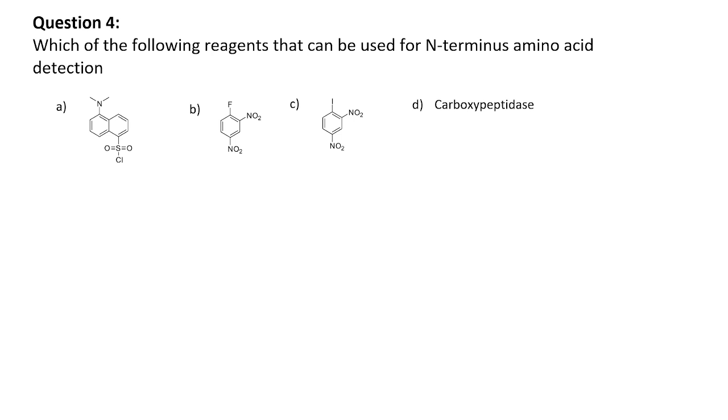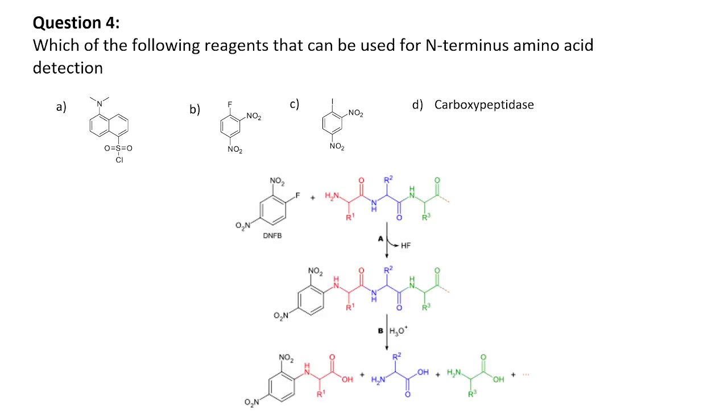So here the answer could be A and B. Dinitrochlorobenzene and acyl chloride can both react with the N-terminus. First, let's say this is the peptide. It reacts with DNFB. The amine will react, and the dinitrophenyl group will be installed on the N-terminus.